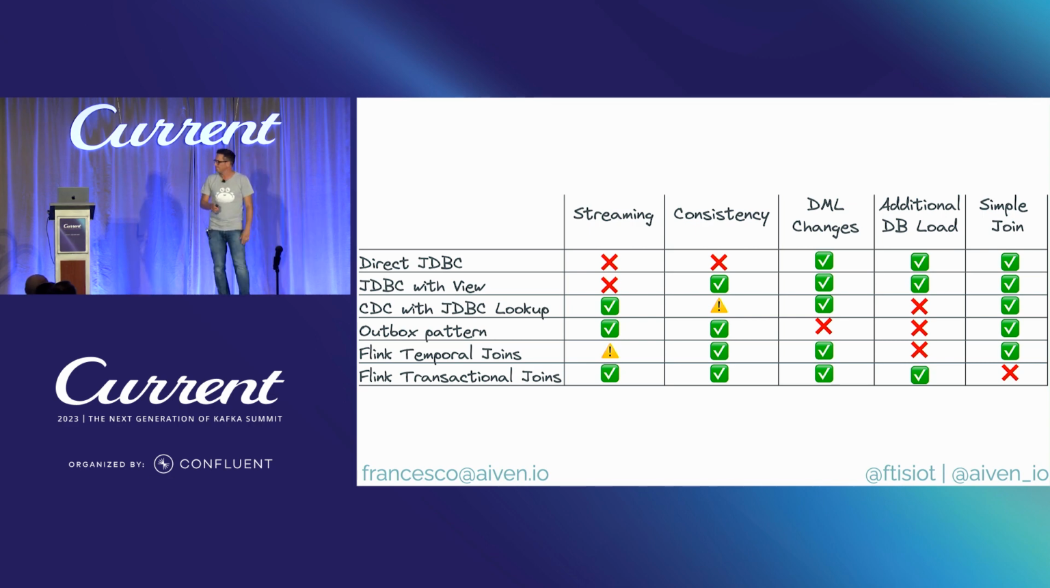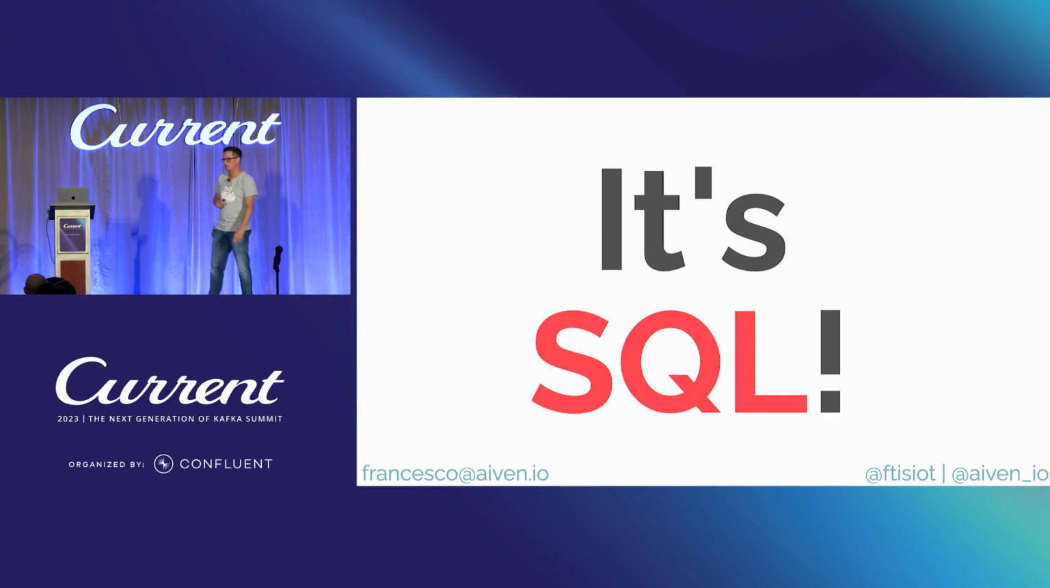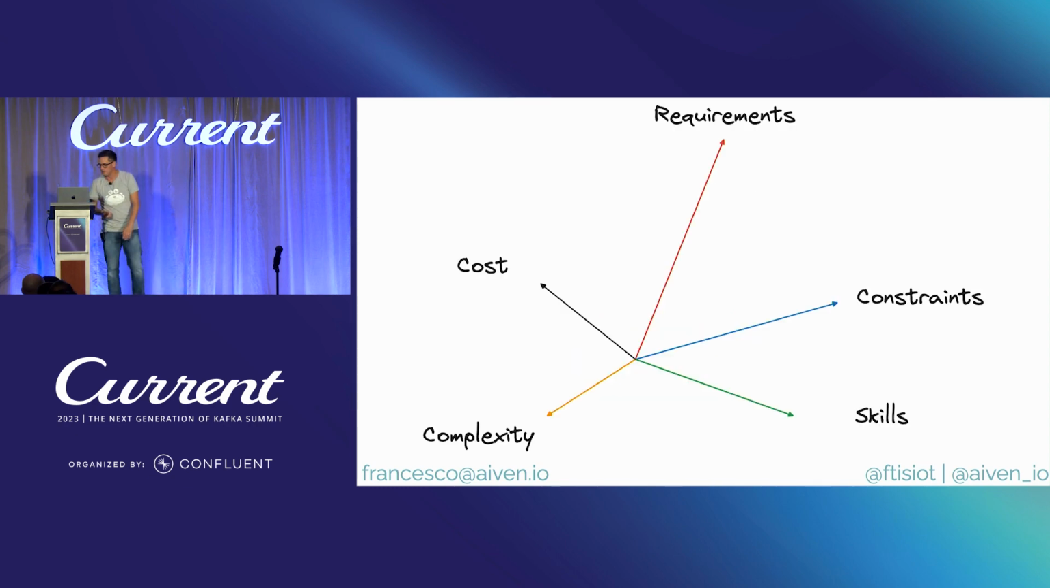But at the end of the day, you have a lot of solutions which are SQL based, so you can quickly mock something up, check it, talk with your business analyst, with your data engineer, and quickly evolve. Even more, depending on your constraints, your requirements, your skills, the complexity of the job, and where you want to put the cost. Do you want to put the cost in the database? Do you want to put the cost of recreating the consistency in Flink? You can pick one of the solutions that I highlighted.